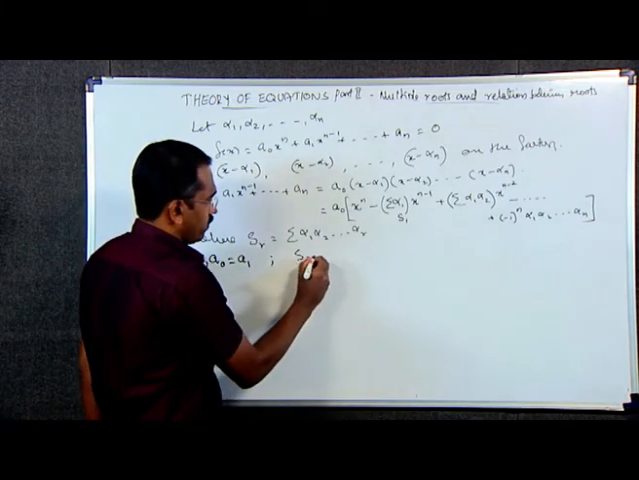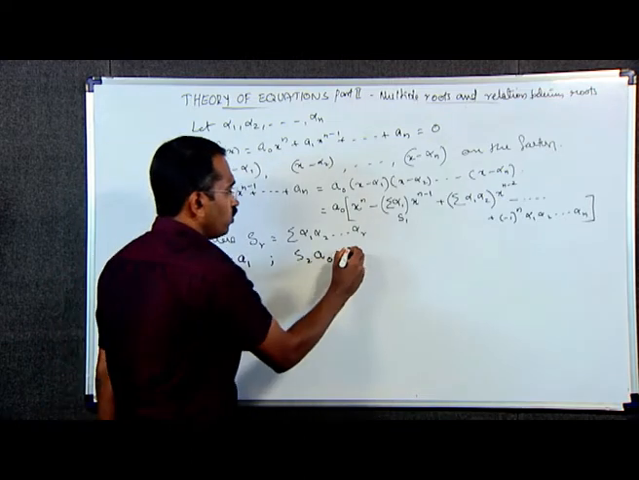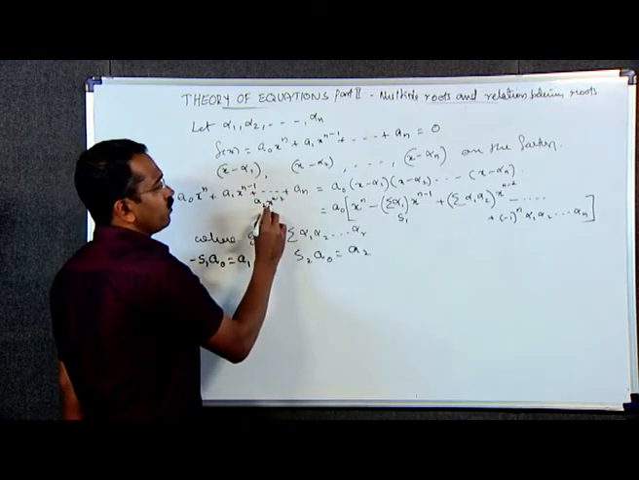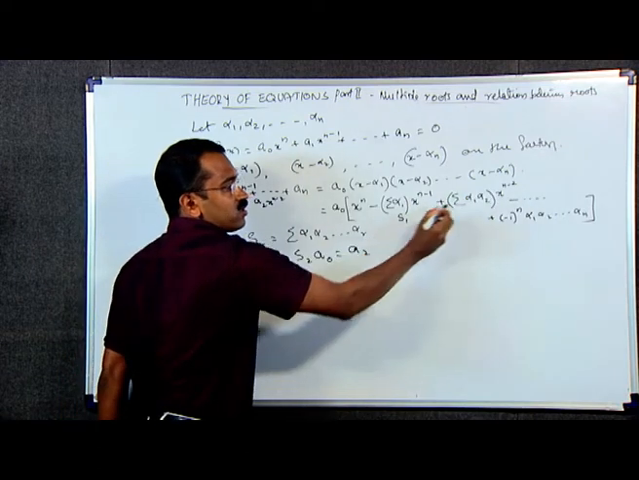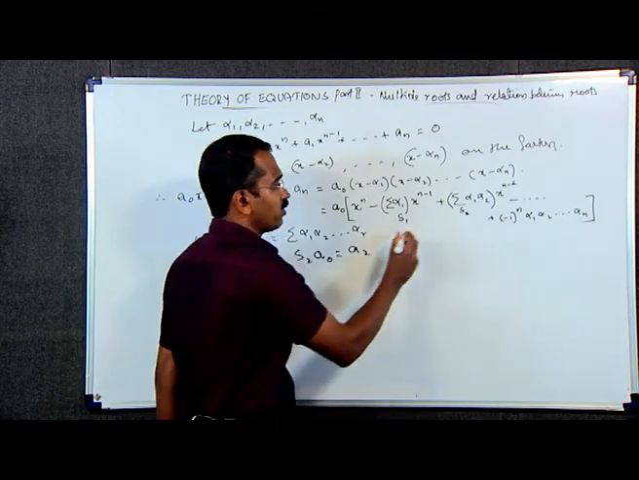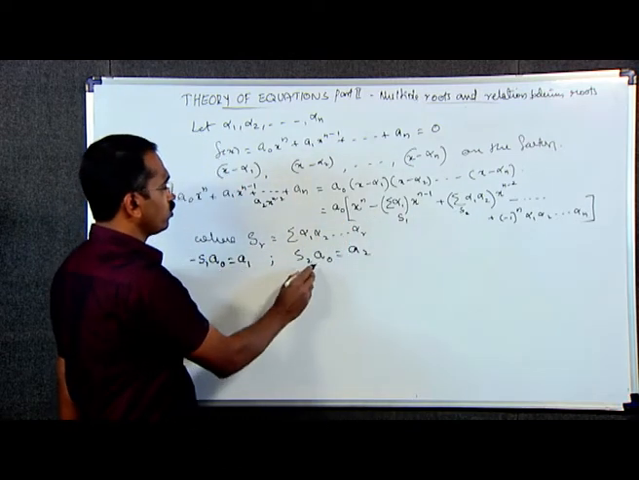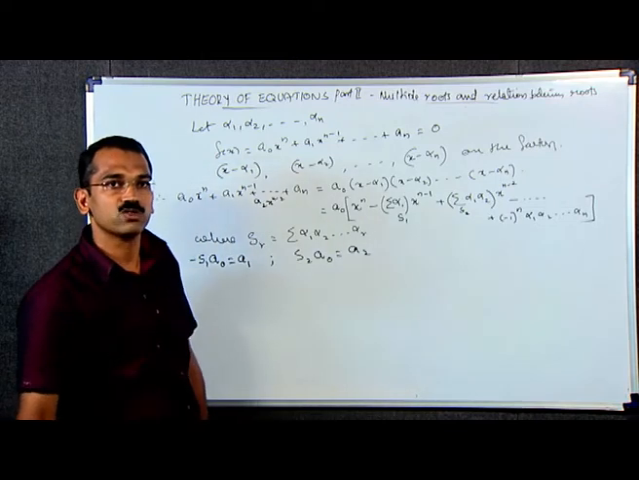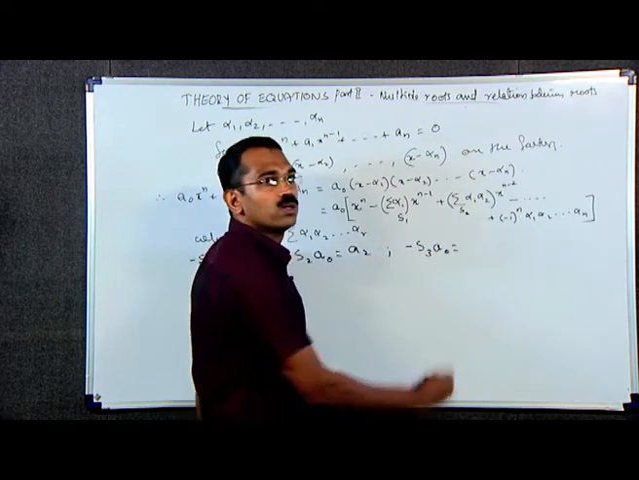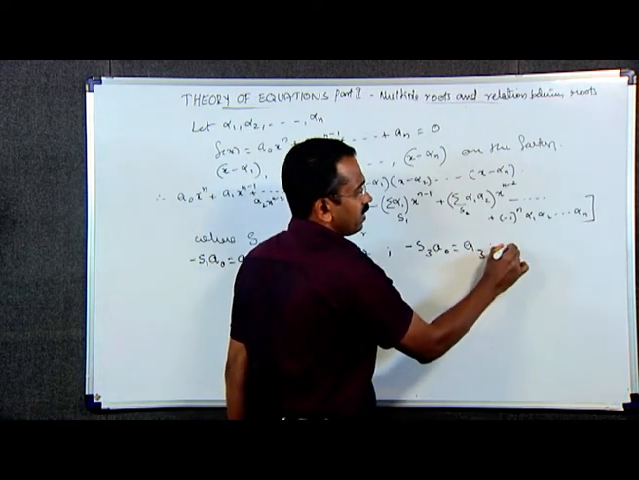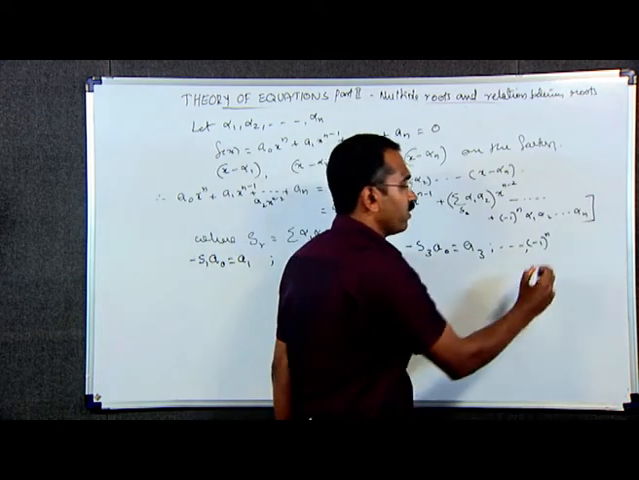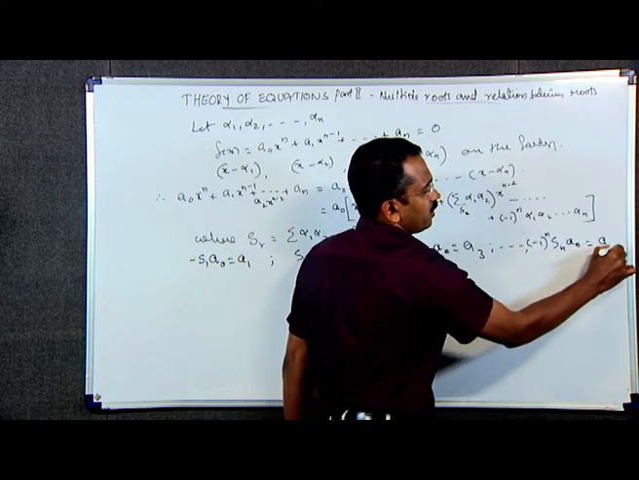S2 into a naught is equal to a 2. That is, the next term in this side is a 2 into x raised to n minus 2. In the right hand side, the term having x raised to n minus 2 is a naught into summation alpha 1 into alpha 2. By this notation, this is our S2. Therefore, a naught into S2 is equal to a 2, that is the coefficient of x raised to n minus 2. Similarly, minus S3 a naught is equal to a 3, etc. Minus 1 raised to n into Sn a naught is equal to the coefficient a n.